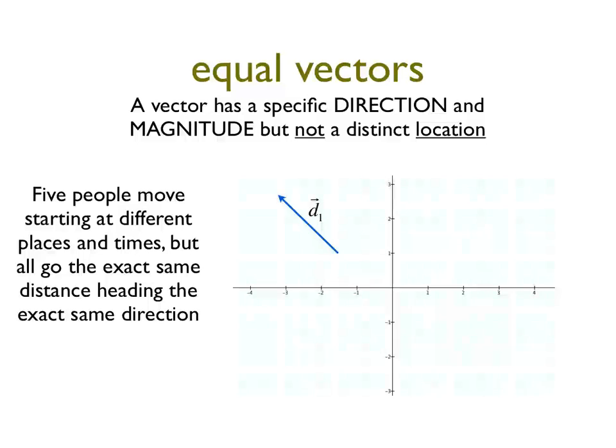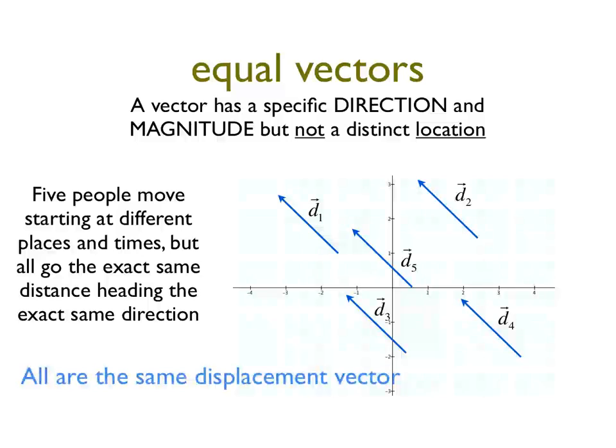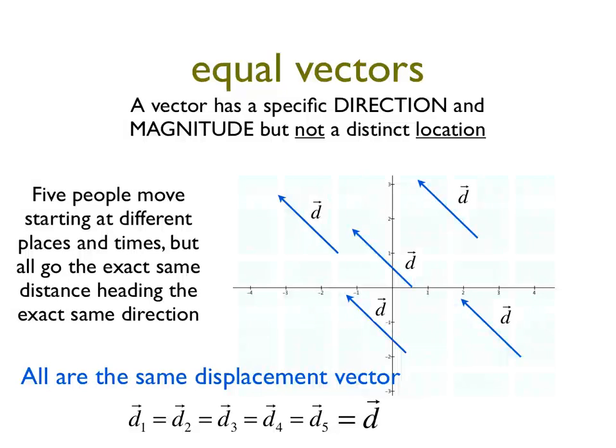It's kind of like this if we put them on the coordinate plane. They start at different times and places, but they all go the same distance in the same direction. Since that's what the vector is based on, those are all equal vectors. Those are all the same vector, so we could just call them all D. They're all the exact same vector. So they're movable: as long as you keep the direction and the magnitude the same, you can move it anywhere you want and it's the same vector. It's an equal vector. So vectors are mobile.